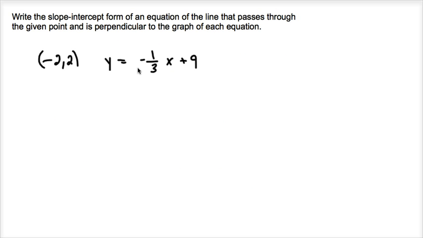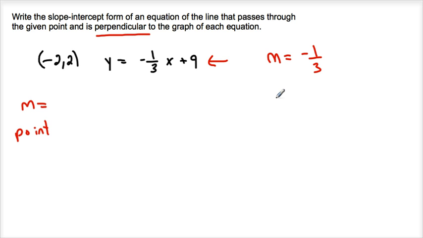Write the slope-intercept form of an equation of a line that passes through the given point that is perpendicular to the graph of this equation. So again, I need a slope and a point to write my equation. I'm going to use this equation again to help me find my slope. What is the slope of this equation right now, as is? Negative 1/3. Okay, so the slope of this equation right now is negative 1/3.